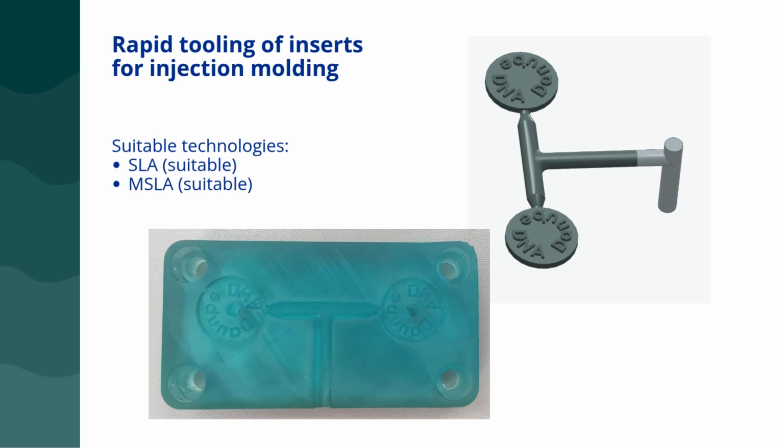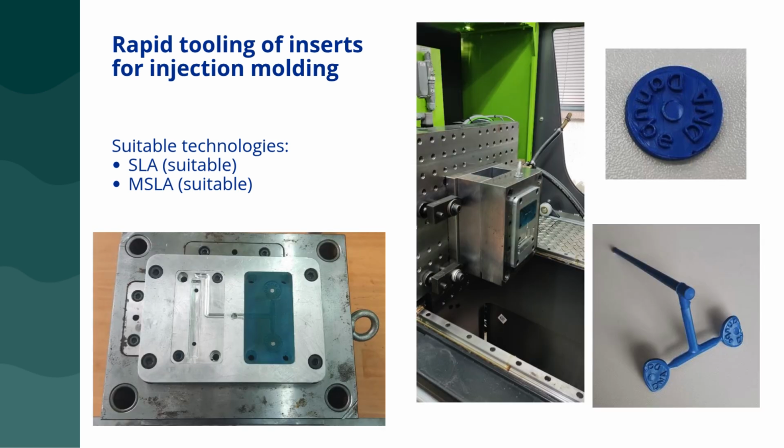We used MCLA technology with an ABS-like material, not pure ABS but an acrylic, and we did not perform any post-processing after the 3D printing. We used the printed part in its raw condition. In this next slide, I will present the insert produced by SLA or MCLA.